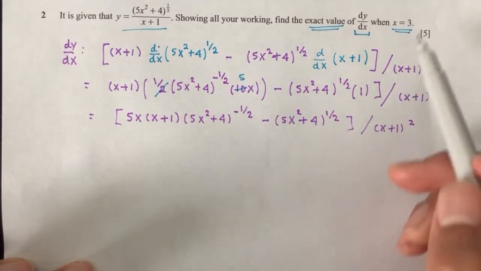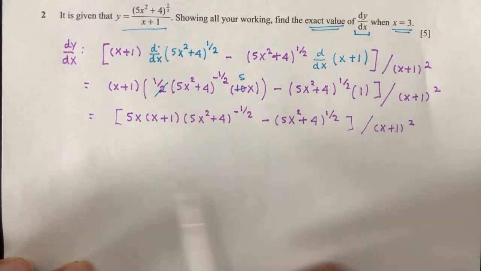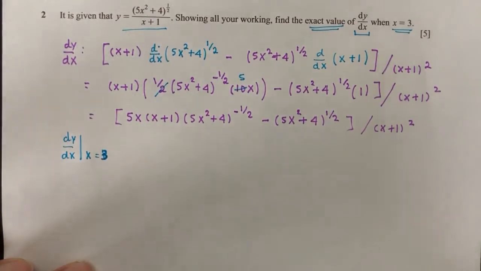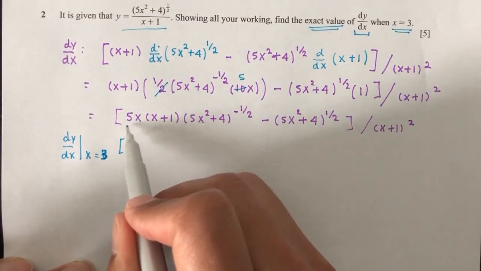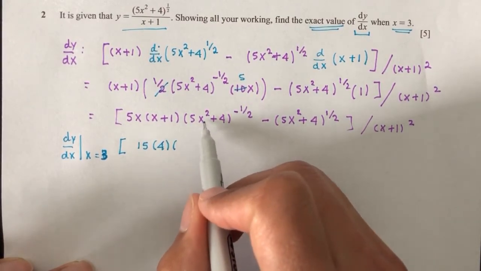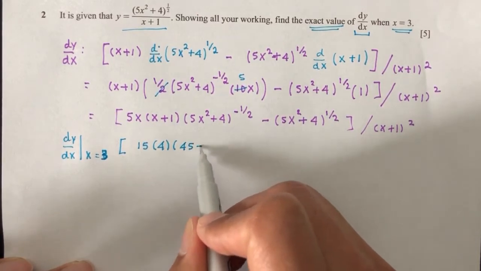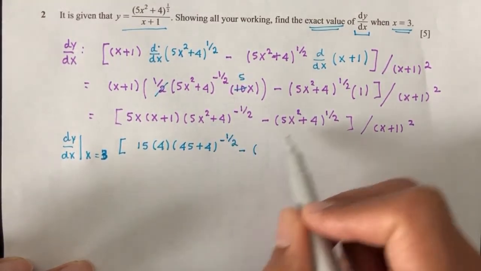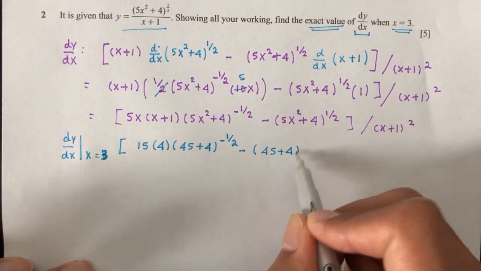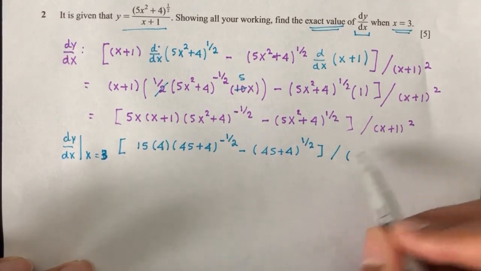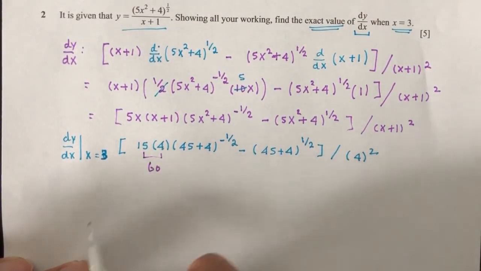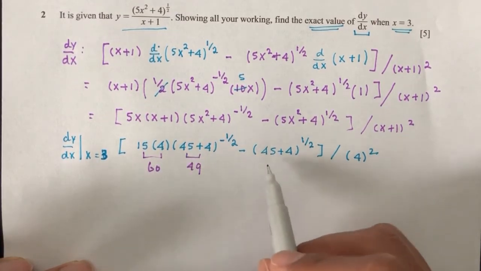Now what we can do as well, we can just replace the value of x as 3 to find the value of dy by dx. So dy by dx when x equals 3. So let's replace 3 in the equation. Here we will have 5 times 3, which is 15, times 3 plus 1, which is 4. 5 times 3 squared, which is 9, so 5 times 9 is 45, plus 4 power of minus half. 5 times x squared is 45, plus 4 power half, and this will be 3 plus 1 is 4 power 2. Now we can simplify. This becomes 60, and this becomes 49, and this becomes 49.